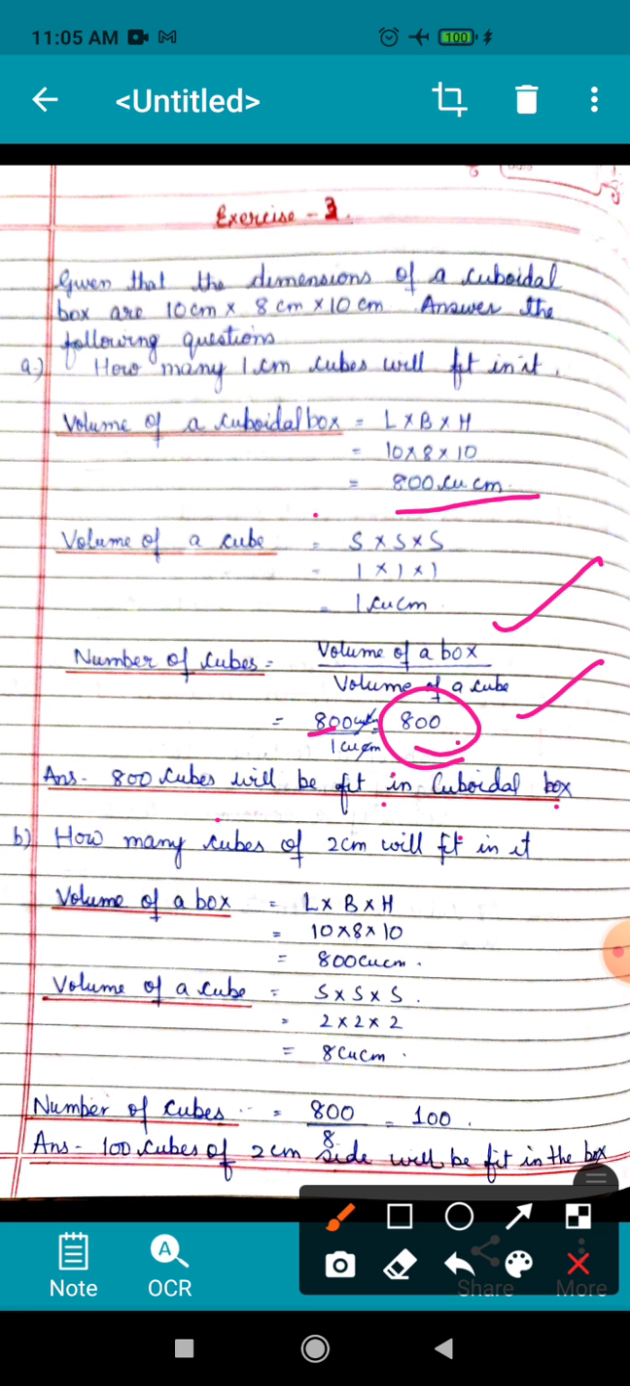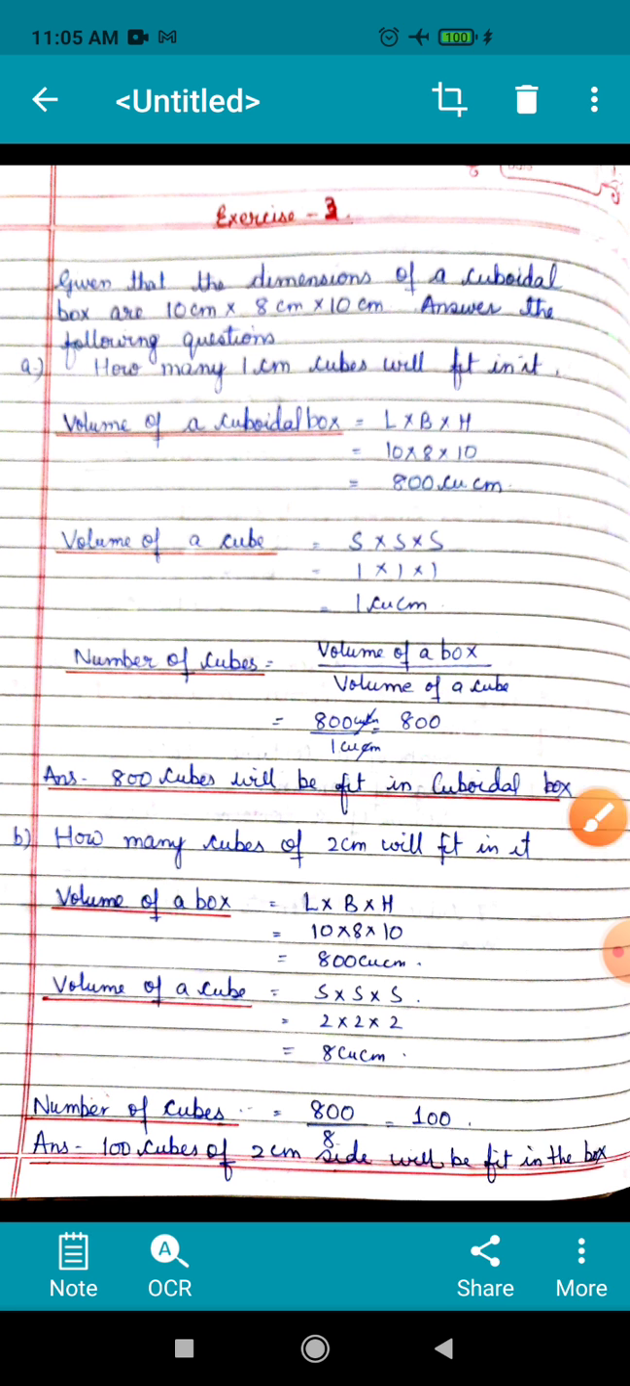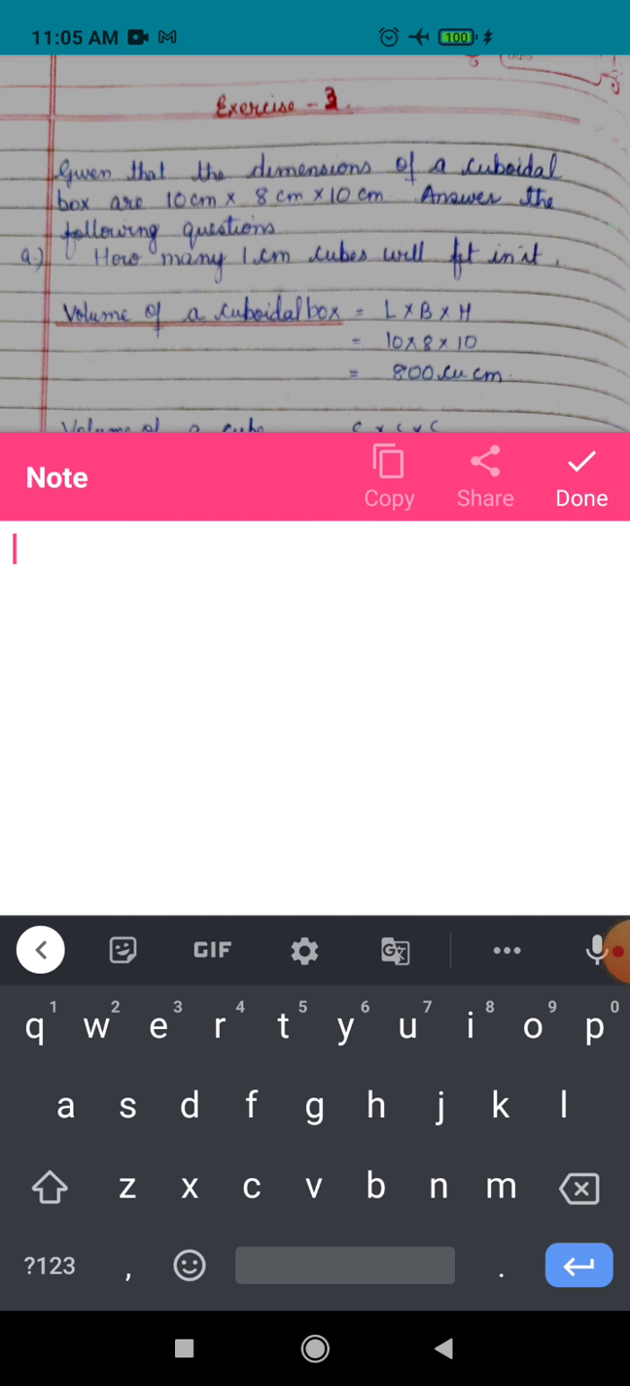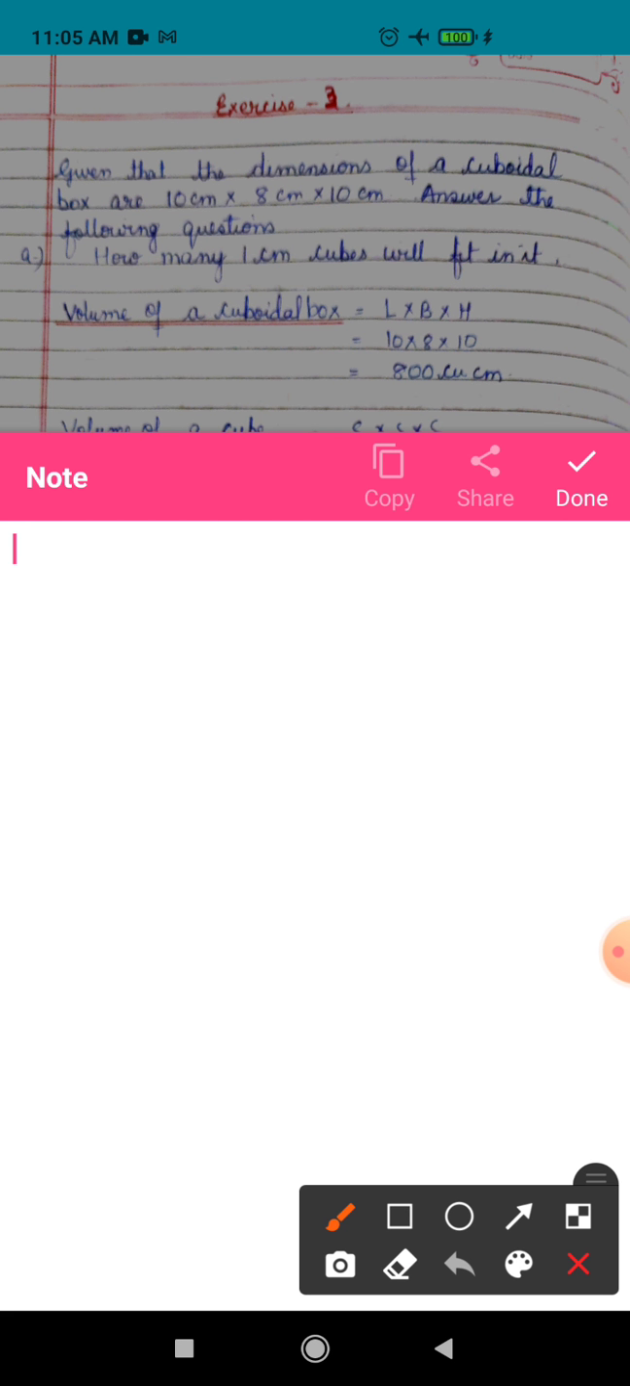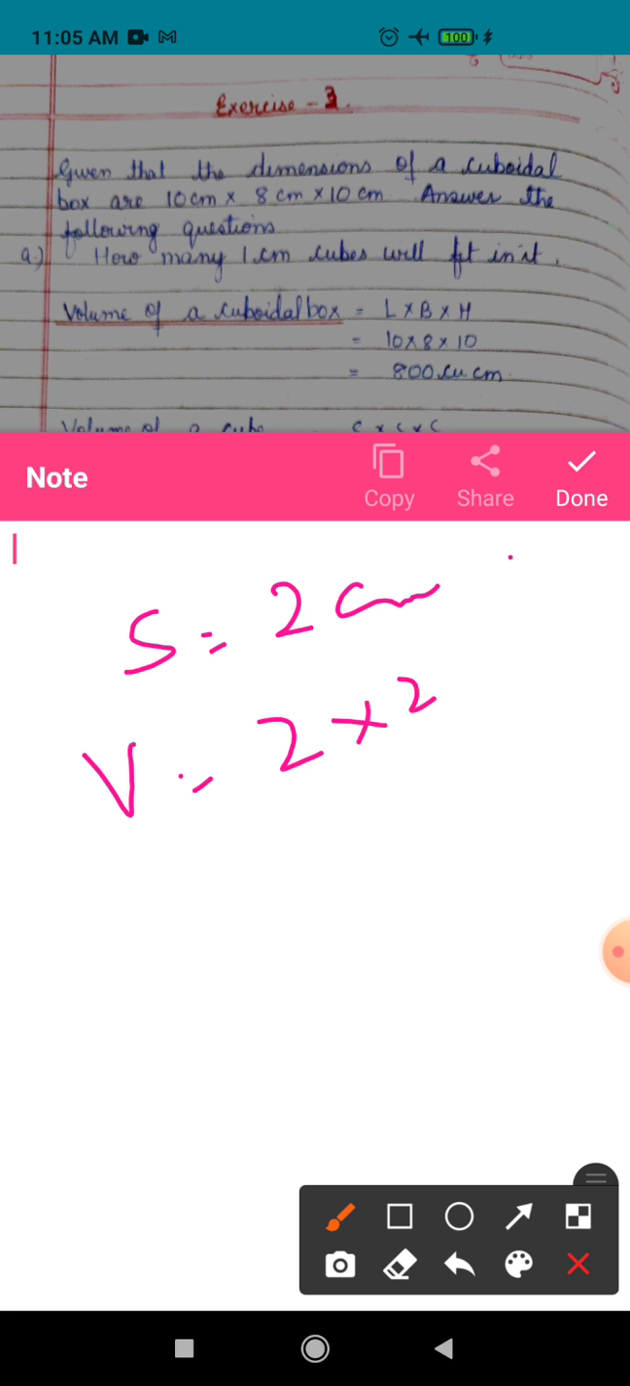Now, second time you have to tell how many cubes of 2 centimeter will fit in it. Children, now the box is same, but the size of cube is different this time, and side of a cube is 2 centimeter. So you can find out its volume. 2 into 2 into 2, 2 2s are 4, 2 4s are 8 cubic centimeter.